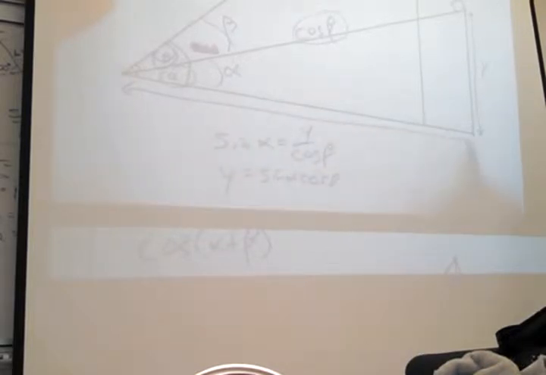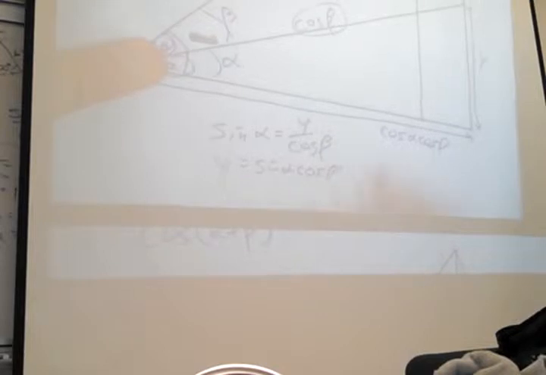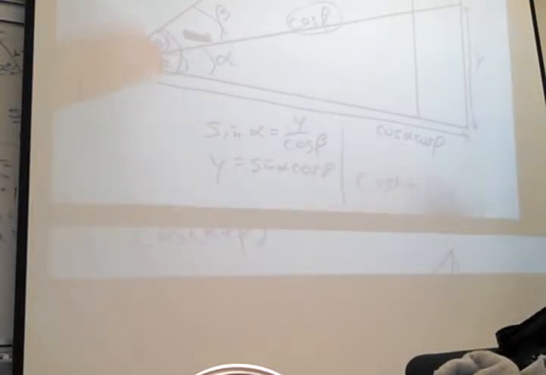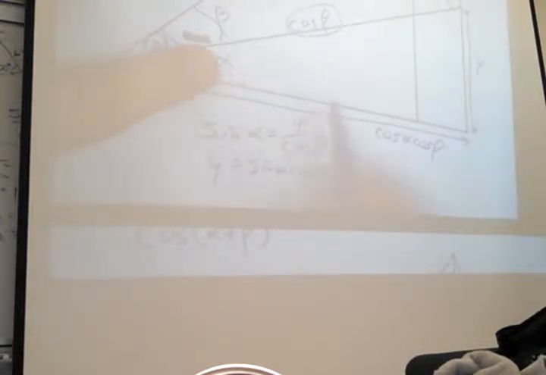What's this length here? Cosine alpha, cosine beta. How'd you get there? Let's see. What's cosine of alpha by definition? Cosine alpha is x over cosine beta. So what's x? Multiply that up: cosine alpha, cosine beta.